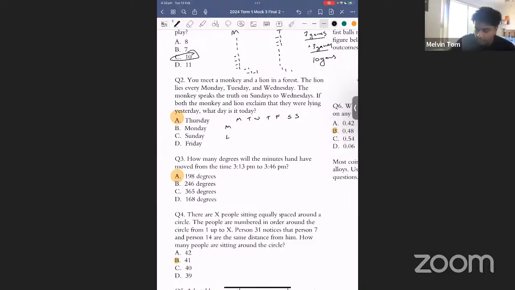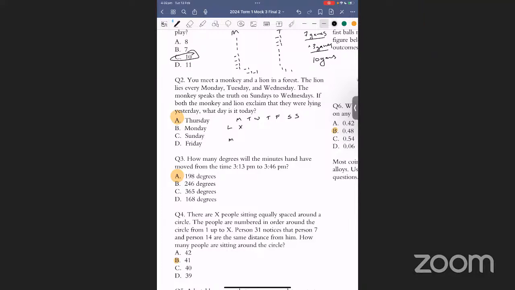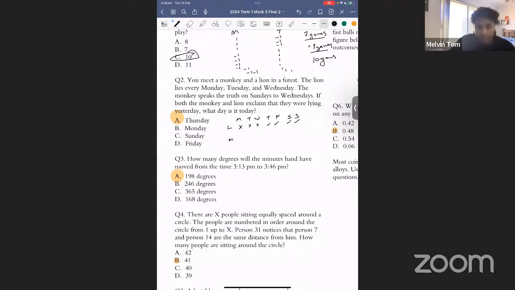The question says the lion lies on which days? Which days does the lion lie on? Monday, every Monday, Tuesday, Wednesday. Yes, perfect. So the lion lies on Monday, Tuesday, Wednesday. But then he says the truth on every other day, correct? Yes. Good. And then the monkey speaks the truth on which days? Sundays to Wednesdays. That means he lies on Thursdays, Fridays, and Saturdays, correct?